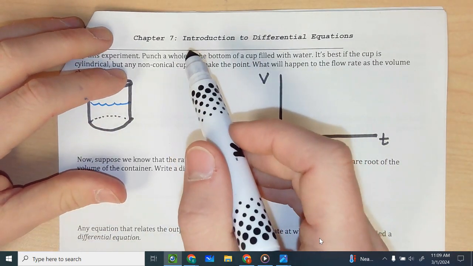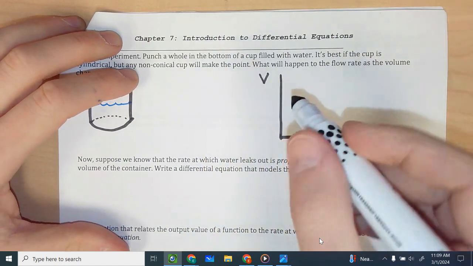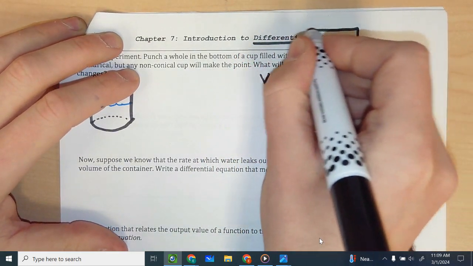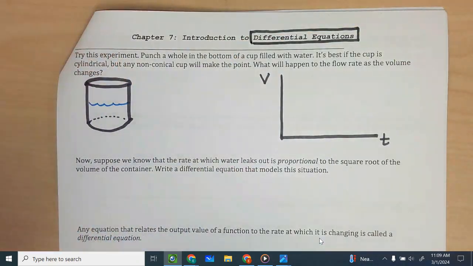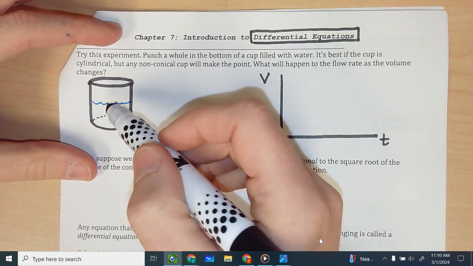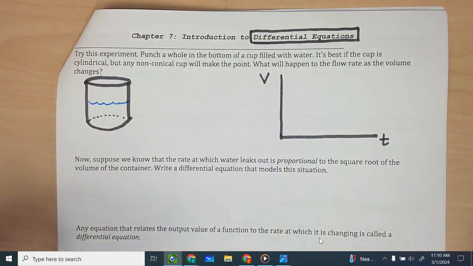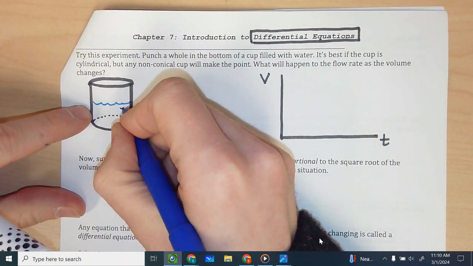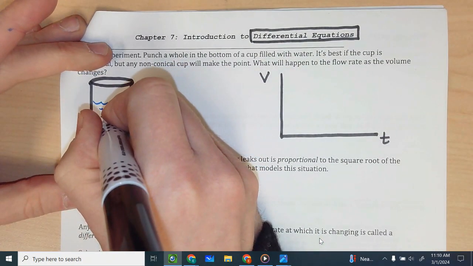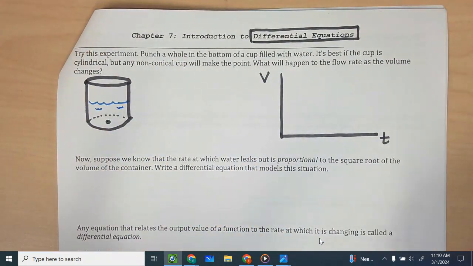We are going to begin the Odyssey that is differential equations today. I'm going to begin with a little demonstration to explain what a differential equation is. Imagine that you have a cup and that the cup is filled with water. So you can tell it's water because it's blue. And you punch a hole in the bottom of the cup.